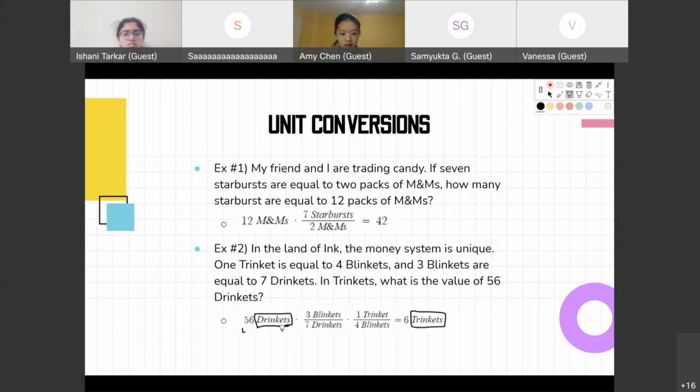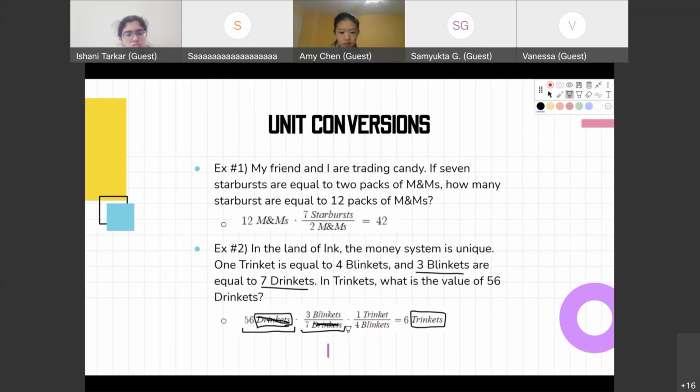So we multiply this 56 trinkets by 3 blankets over 7 trinkets, because the question told us that 3 blankets are equal to 7 trinkets. And since they're equal, that means this is technically just 1, so it doesn't change the value, it just changes the unit. So that's one unit conversion factor. And since this has trinkets in the numerator and this has trinkets in the denominator, they cancel out. And so this part so far is in terms of blankets.